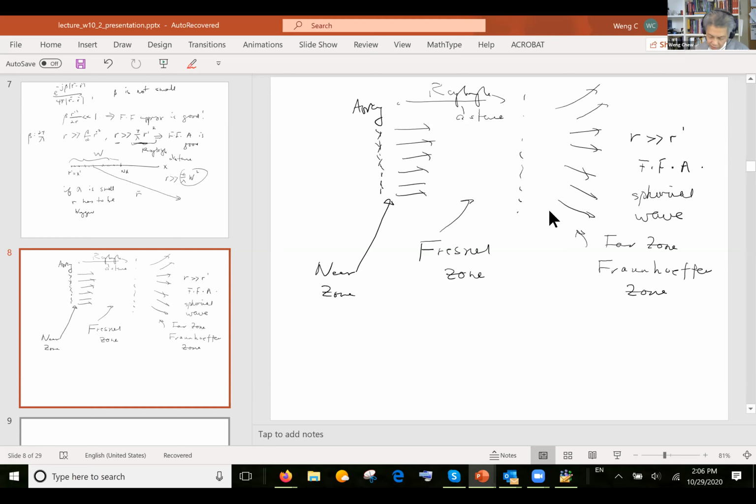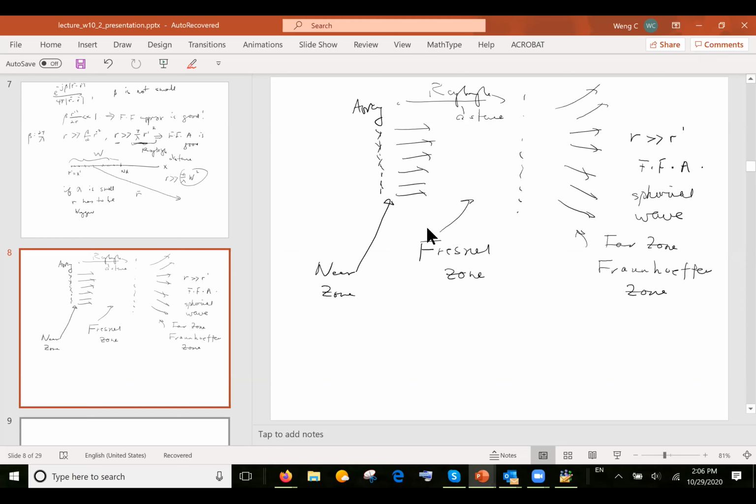Are there any questions on this? Yes. I have a question. Why did we not consider distance d between elements in our derivation? The derivation of the Fraunhofer zone or the far zone, why is the spacing between the elements not important? Is that your question?